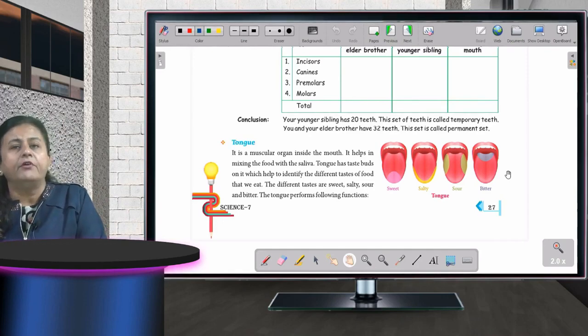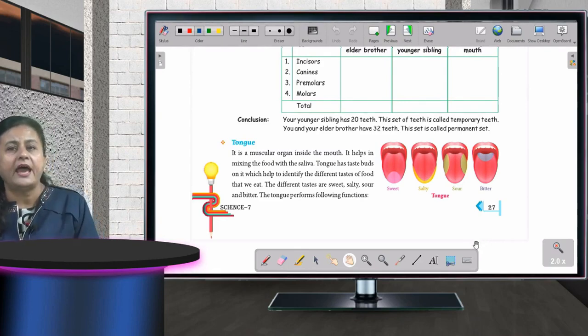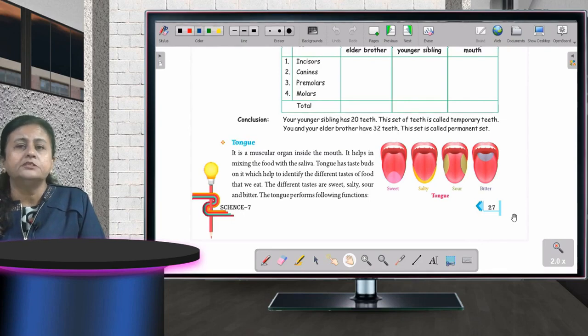The tongue performs the following functions. What is the first important function? If we do not have a tongue, we won't be able to speak. For speaking, your tongue plays a very important role. Second, it mixes the saliva in your mouth with the food you have eaten.